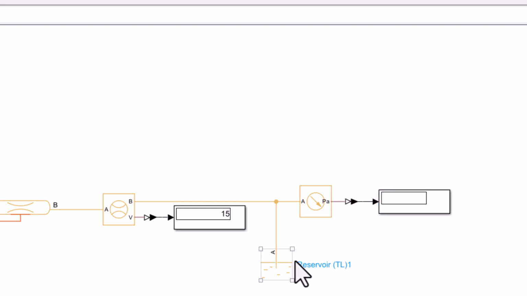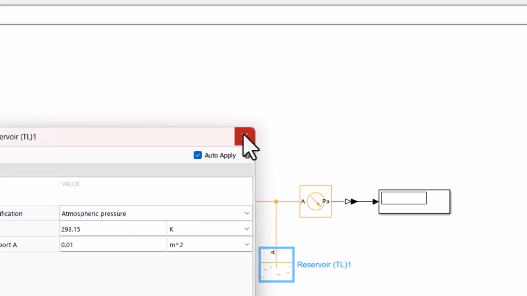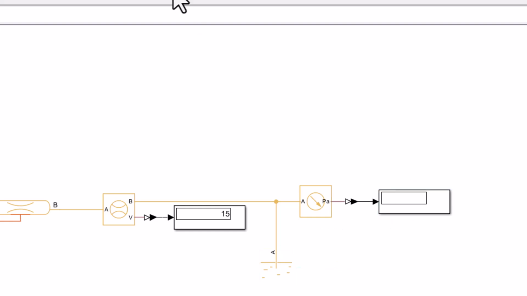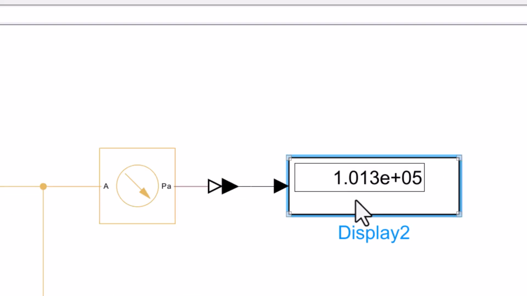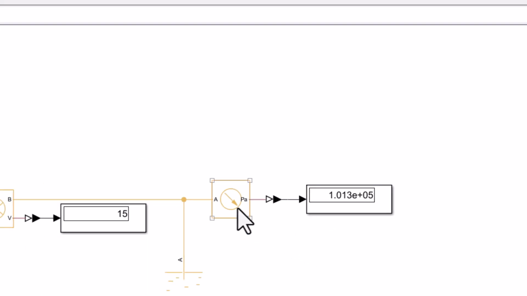Again, I'm going to repeat myself. This sensor is going to sense the pressure of this reservoir, and since it is at atmospheric pressure, I expect the result to be the pressure of the atmosphere. And that is basically the result that I get right here.